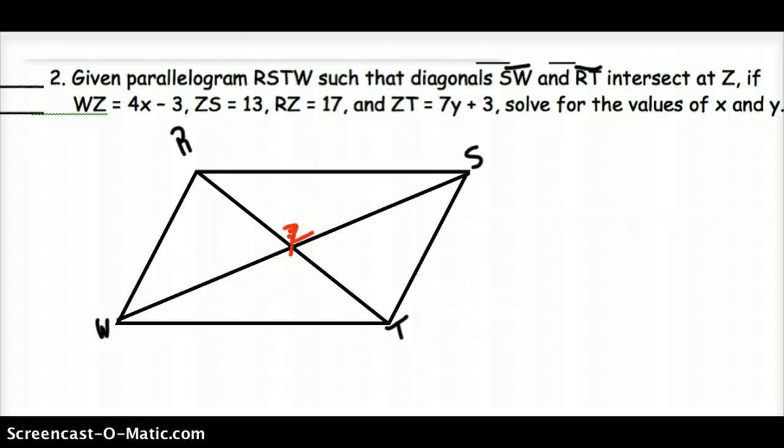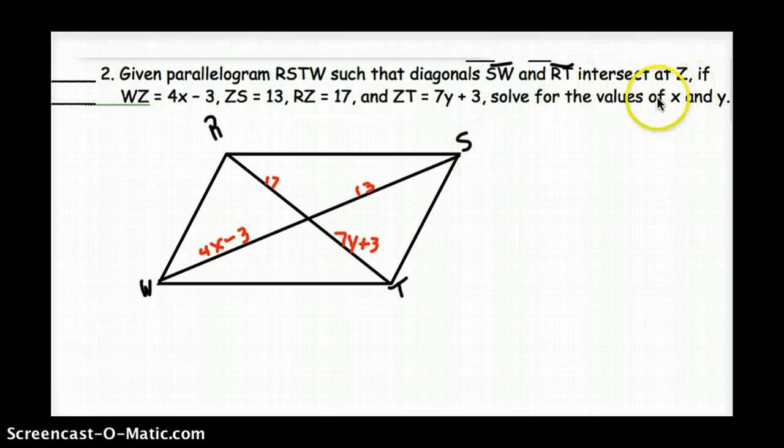Okay, if WZ is 4x minus 3, so let's label 4x minus 3, and ZS is 13, RZ is 17, and ZT is 7y plus 3. Solve for the values x and y. So we have little lines here, so we can put x equals and y equals. Okay, so let's do x first. So 4x minus 3 is on this here.